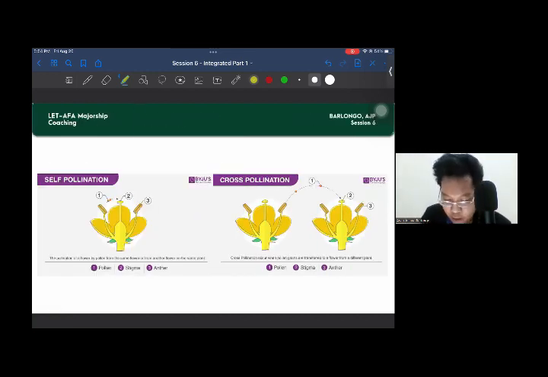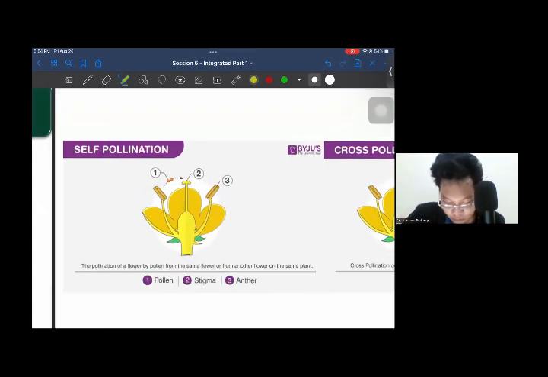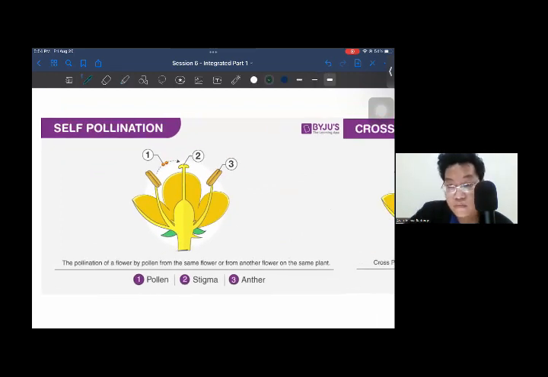So, this is from a website, Byju's learning app. This is one flower. So let's start with self-pollination. Ito yung anther. Yung mga nakabilog ng green, yan yung anther. Tapos, yung number two, that is the stigma.